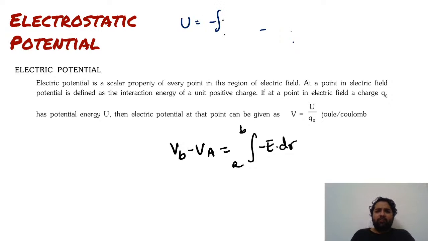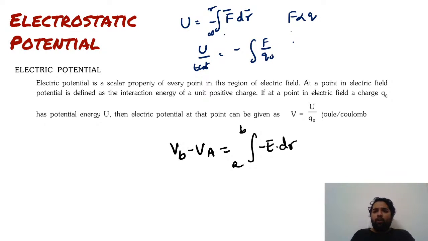You know U is the integration of minus F dot dr. We can write this from infinity to a particular point. Force is proportional to the charge placed, so if you define force for a unit test charge, the force will be defined as F by Q naught dr, from infinity to r. This will come out to be minus integration of E dot dr, because force at a particular point on a test charge is nothing but the field. So this is how we define the potential.